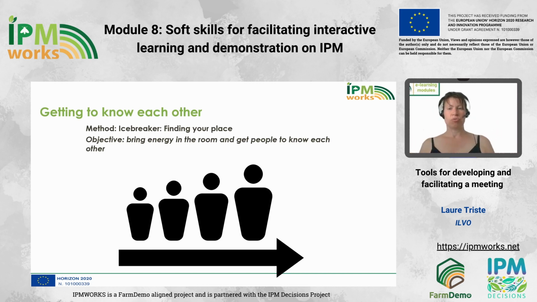The idea is that you put forward a statement or a question on the topic of your meeting. For example, what is your level of experience in IPM? And then you say, everybody who is a layman, who doesn't have experience at all, go to the left of the room. Everybody who is really experienced, go to the right of the room, and all the rest, find a spot in the middle, according to the scale where you're at.